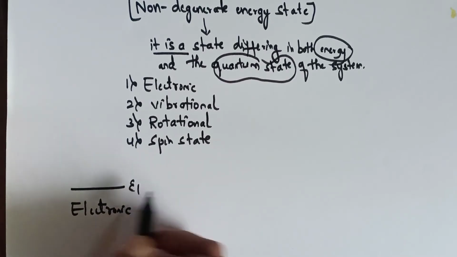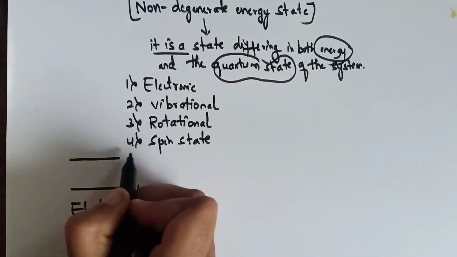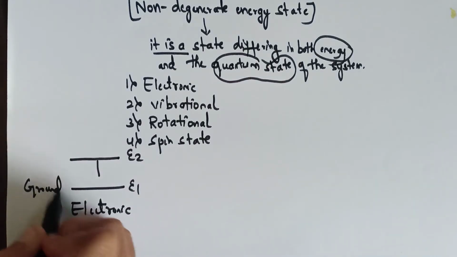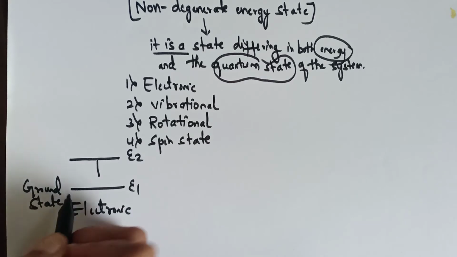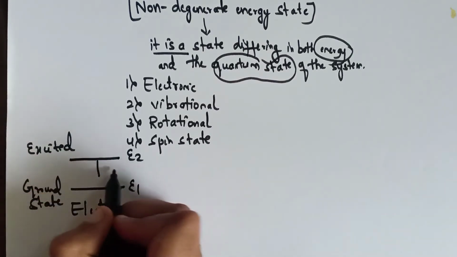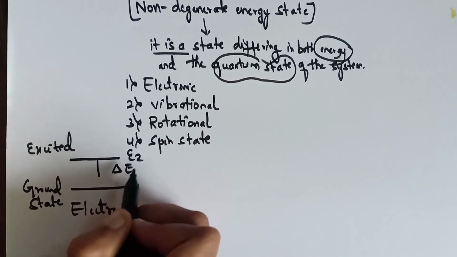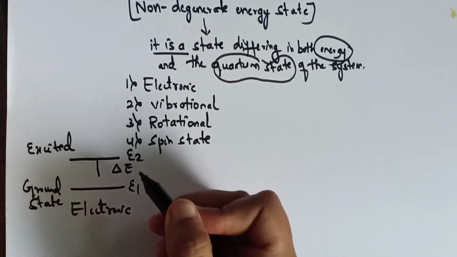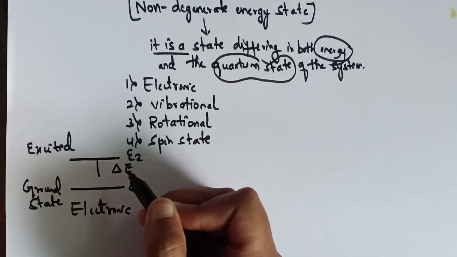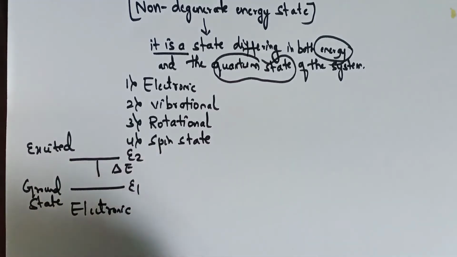So it is the ground state and it is the excited state. We already know it. It is a ground state and it is excited. And the energy difference between these two is delta E. So it is a non-degenerate energy state. Why? Because it contains different energy states.